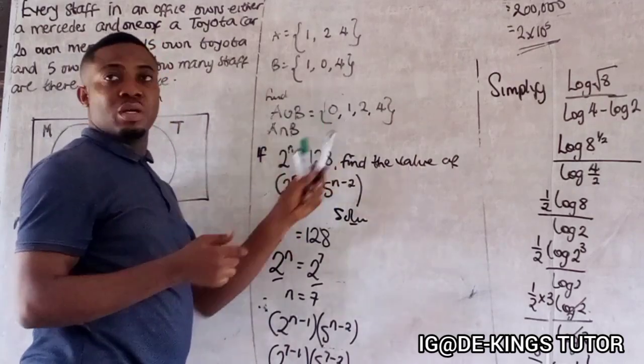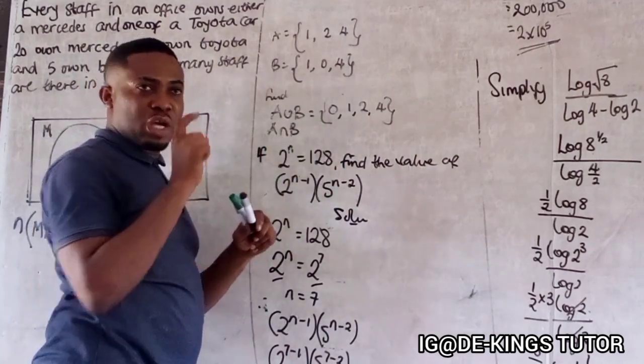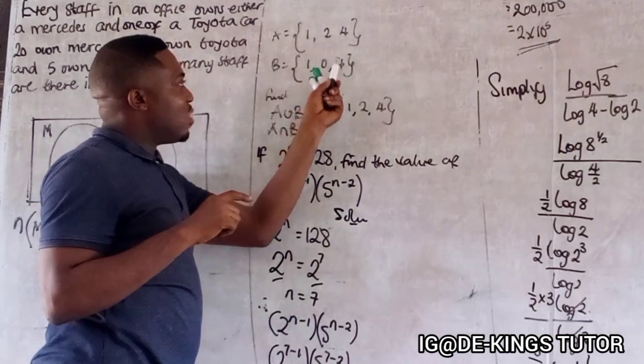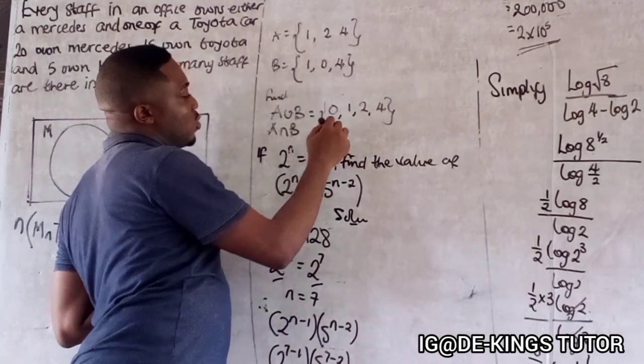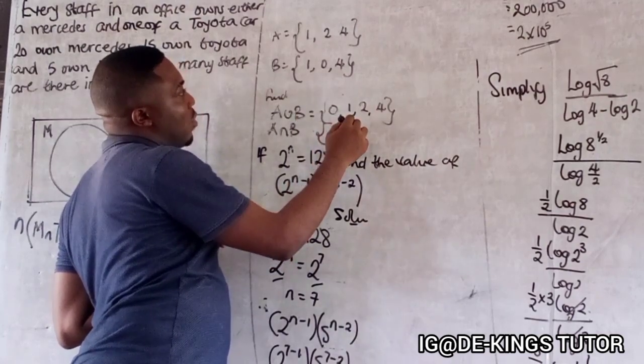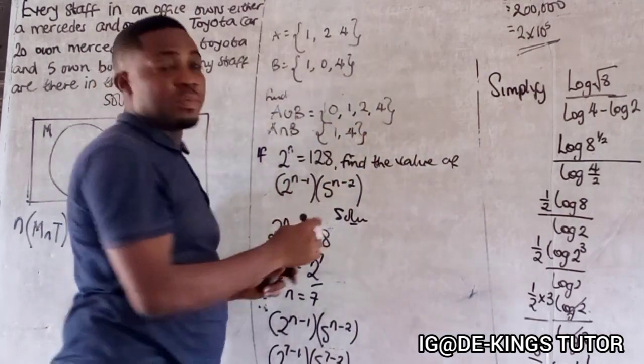When we say A intersection B, you check what these have that is also common in both. So we have 1 and 4, which is what is common to both.